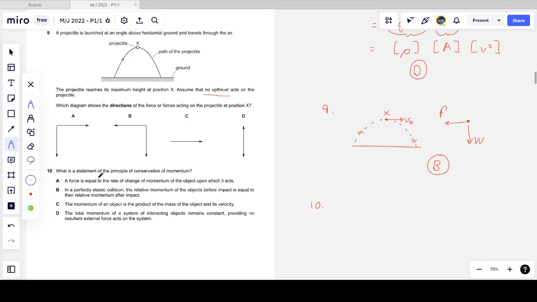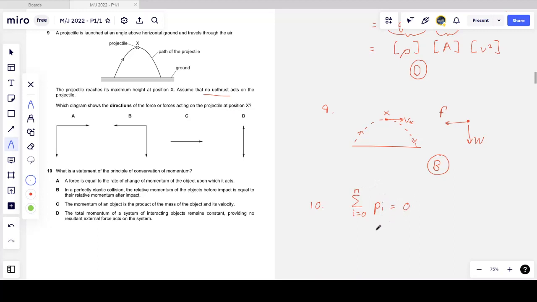Question 10 says, what is a statement of the principle of conservation of momentum? Well, I'm just going to write it down mathematically to remind us. The principle of conservation of momentum says that for a closed system, if no resultant force acts on a system, then the sum of the momenta of the particles interacting in that system must always remain constant. Okay, and if we're considering them to be vectors, then more specifically, they must always be equal to 0.